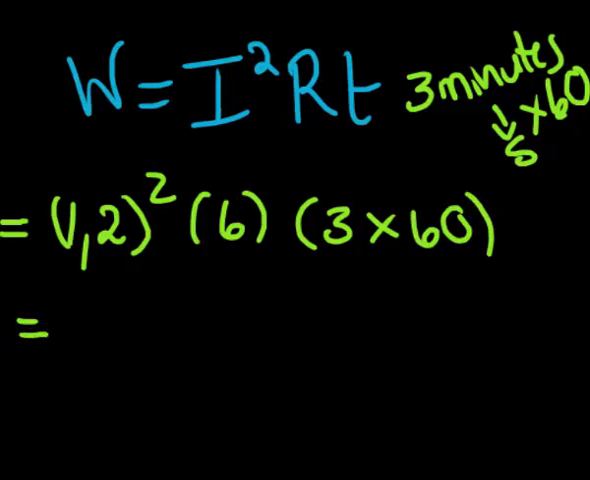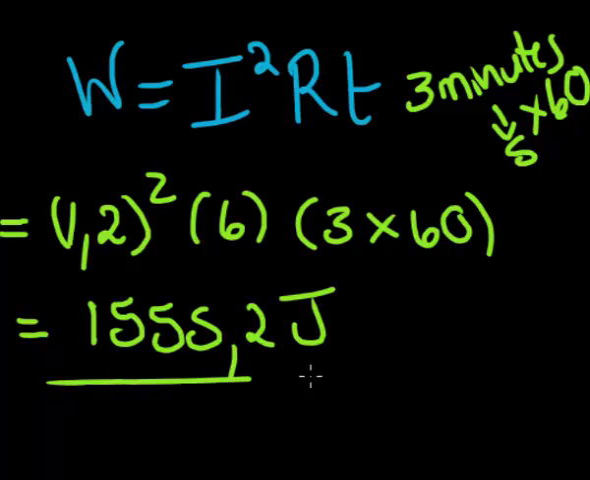Now multiplying all of this is going to give us a value of 1,555,2 joules when we round it off to 2 decimal places. And do note that the unit for it is a capital letter J for joules.